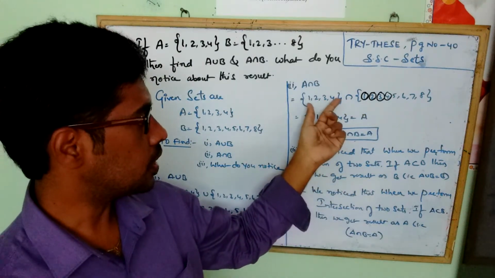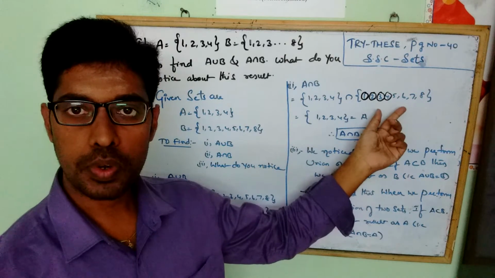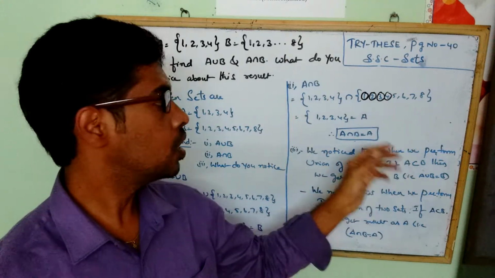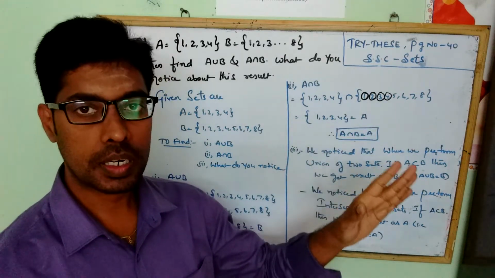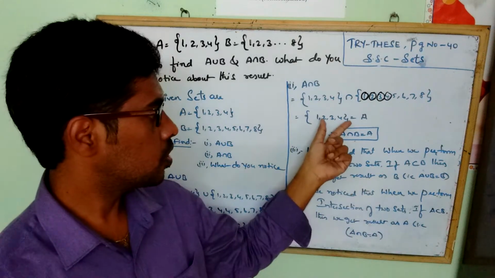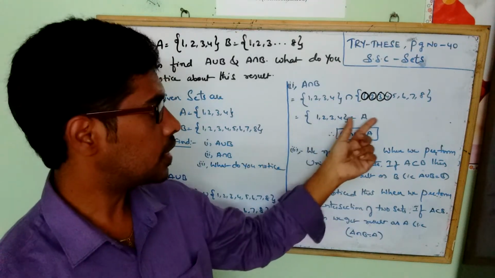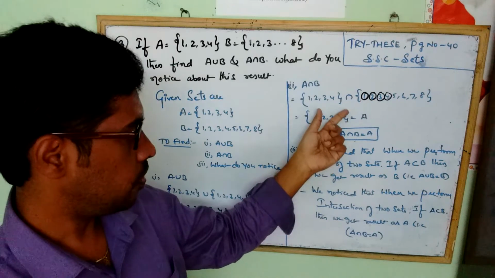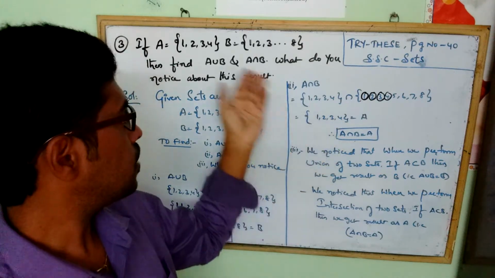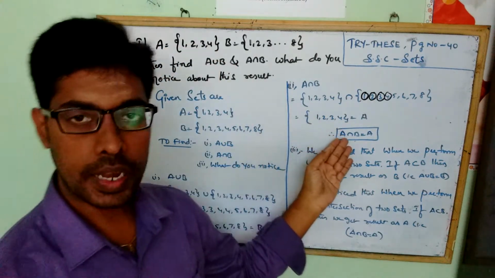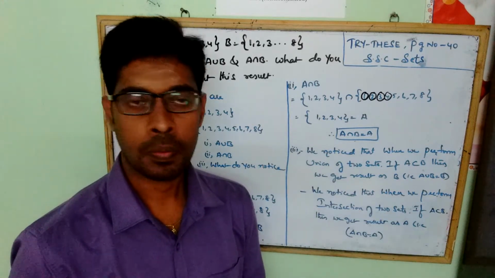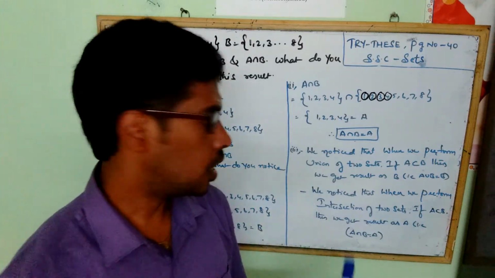1, 2, 3, 4 is present in set A and 1, 2, 3, 4 is present in set B also. So the non-repeated terms we can eliminate. So we get 1, 2, 3, 4, which is nothing but set A only, right? Therefore, A intersection B equal to A. Understood?